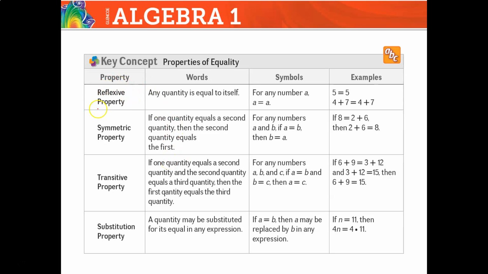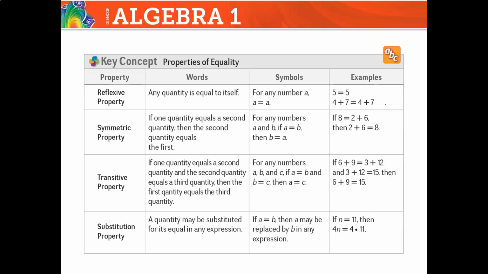Okay, we have reflexive property, which means any quantity is equal to itself. So we say A is equal to A. 5 is equal to 5. 4 plus 7 is equal to 4 plus 7. Miss Tomlin is equal to Miss Tomlin. Okay, that's called reflexive.